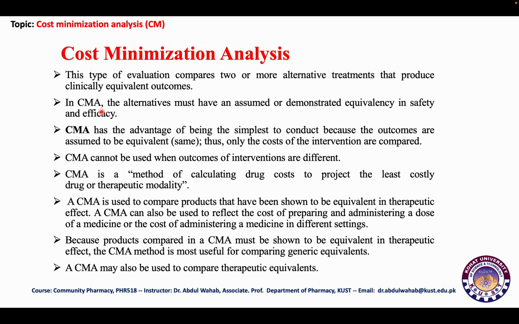In cost minimization analysis, the alternatives must have an assumed or demonstrated equivalency in safety and efficacy. Cost minimization has the advantage of being the simplest to conduct because the outcomes are assumed to be equivalent, the same. Thus, only the cost of the interventions are compared. Cost minimization analysis cannot be used when outcomes of interventions are different. This is also a disadvantage of cost minimization analysis.